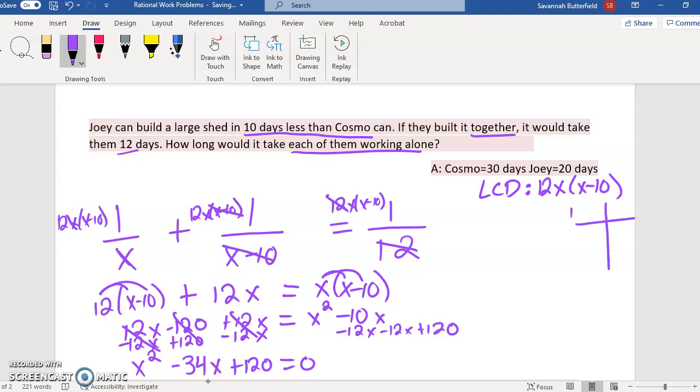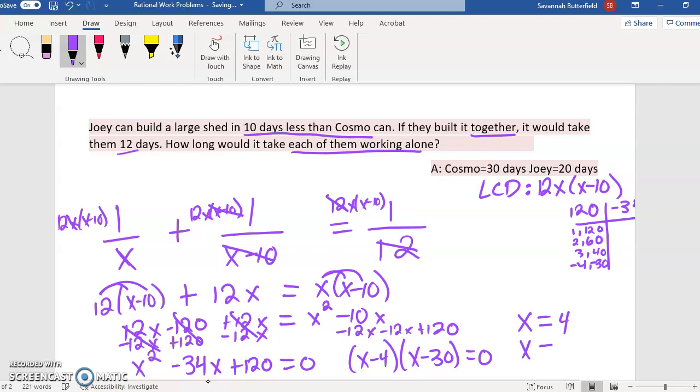So make a t-chart, 120 with a negative 34. So 1 and 120, 2 and 60, 3 and 40, 4 and 30. That looks promising. But we need to make them both negative to get the negative 34. So we're going to say this is x minus 4 and x minus 30 equals 0. So we're going to end up with two answers: x equals 4 and x equals 30.